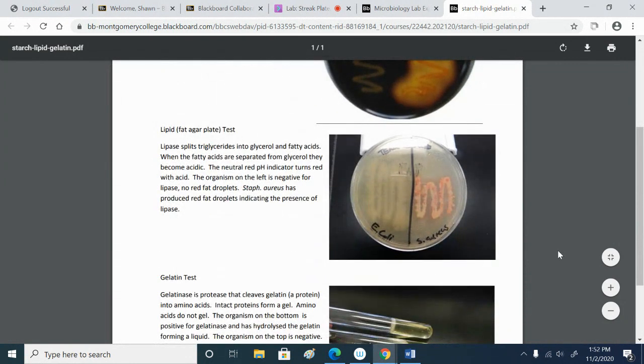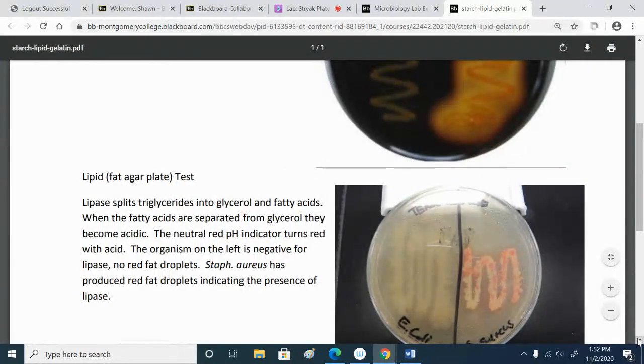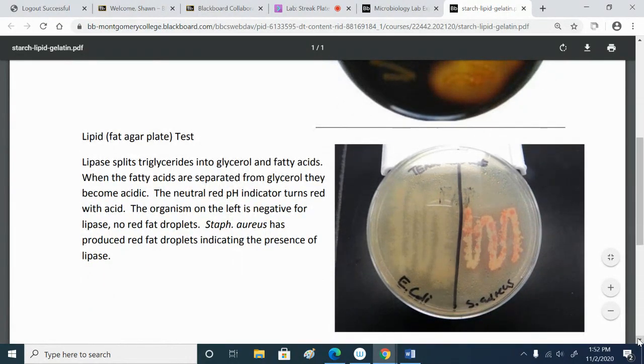So with fat, we use neutral red fat agar. With the neutral red fat agar, it's basically just a nutrient agar plate, which contains neutral red, a pH indicator, and vegetable oil. So vegetable oil is our source of triglycerides. Neutral red is a pH indicator. If the bacteria use the enzyme lipase, they will separate the glycerol from the fatty acids, and the fatty acids become acidic. And we can see that. We get red fat droplets.